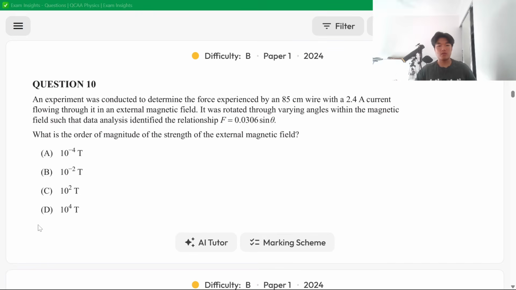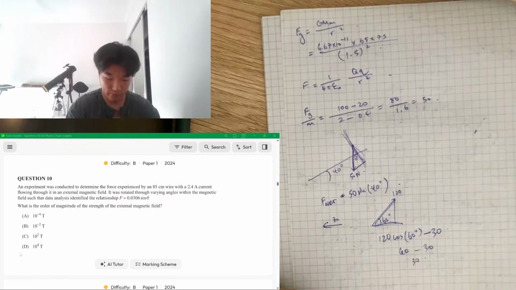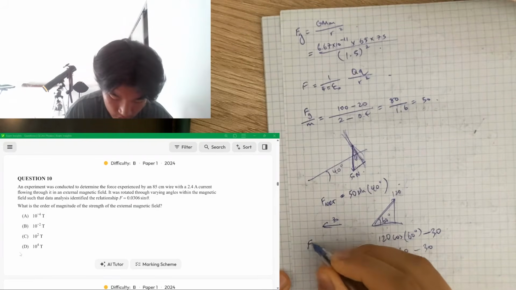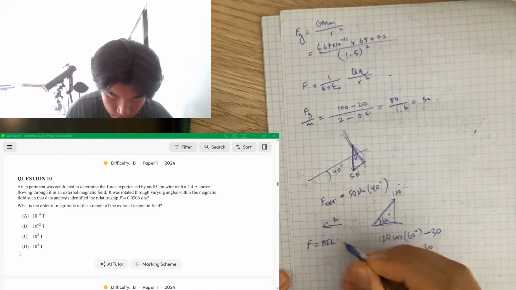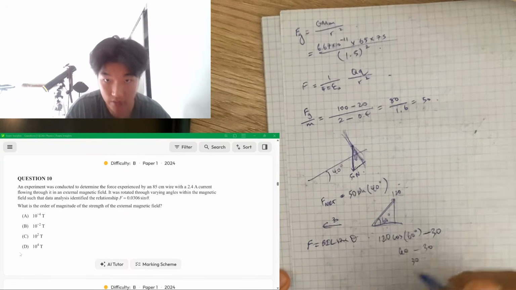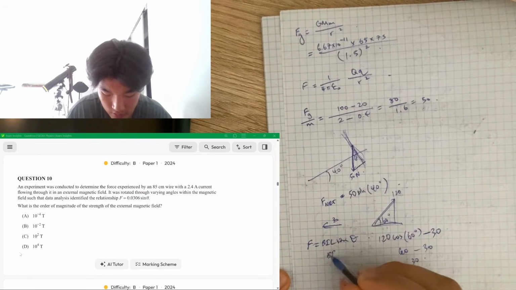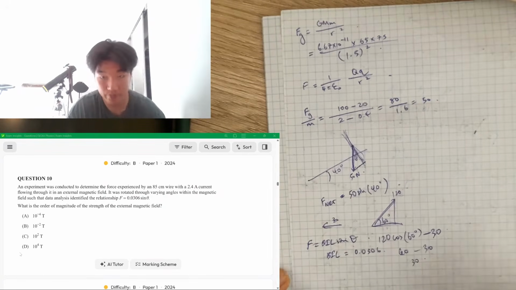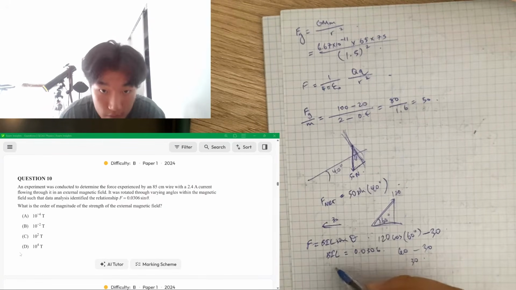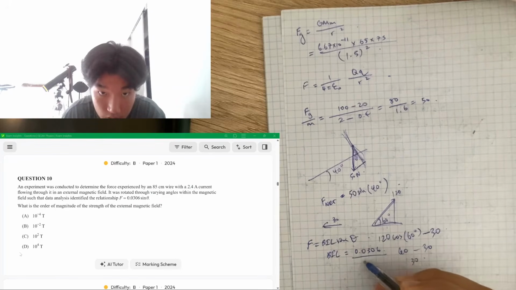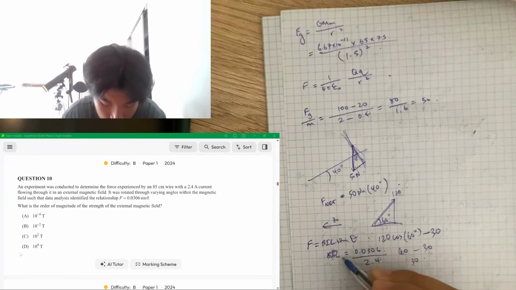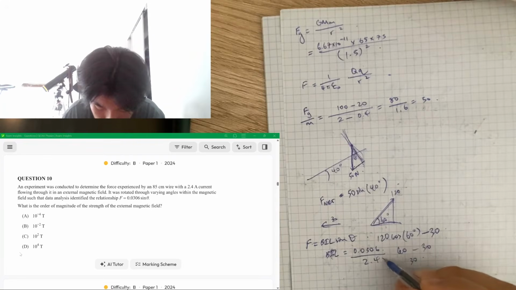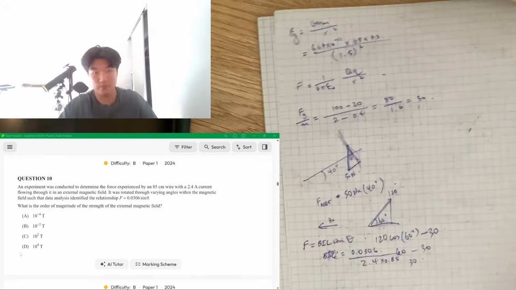I think this is referring to... I haven't done physics in a while. BIL sine theta. I think it's referring to that. So BIL in this case would be 0.0306. We're given current, so we divided by the current, which is 2.4. We divided by the length, which is 0.85, so we converted it to meters.